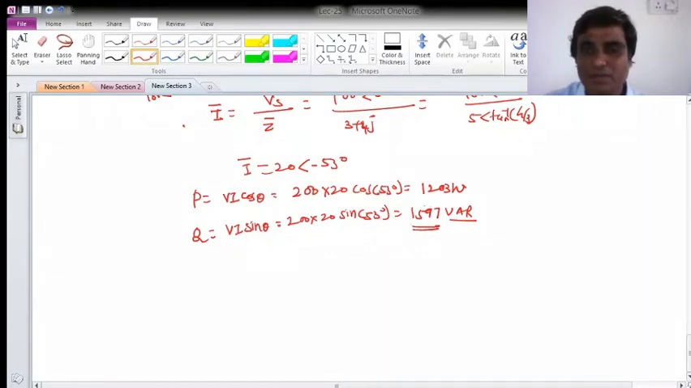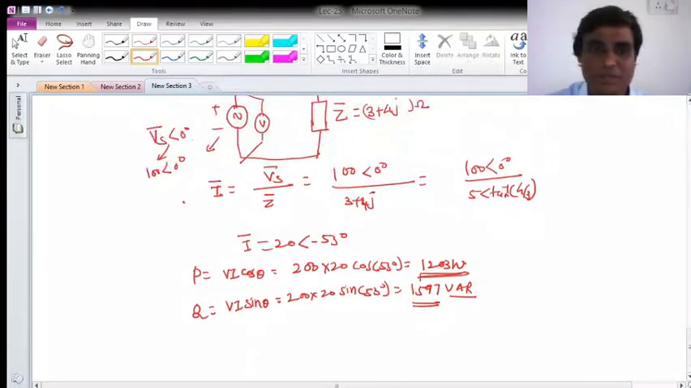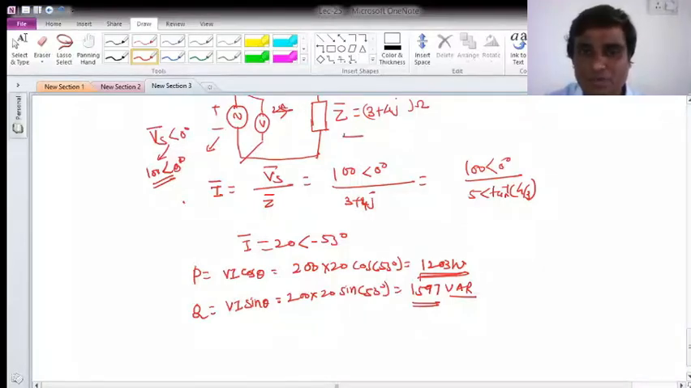So in this situation, the supply authority, let us say this is the supply authority, which is supplying the supply voltage 100 with initial phase 0 degree over the transmission line, and it is supplying 20 ampere current to the consumer. So the consumer has consumed 1203 watt.